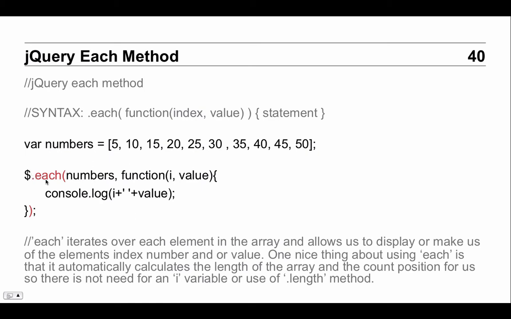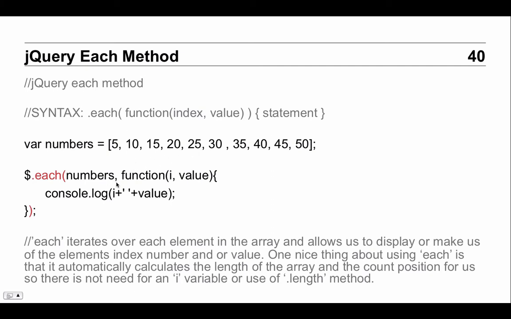So we'll say $.each, and then in parentheses we're passing in, in this case, 2 arguments, and the first one here is the array or the object which we wish to loop over. In this case, it's the array numbers. So here we're going to say $.each and give it the argument of numbers. So now jQuery knows that we're actually looping over each element in the numbers array.